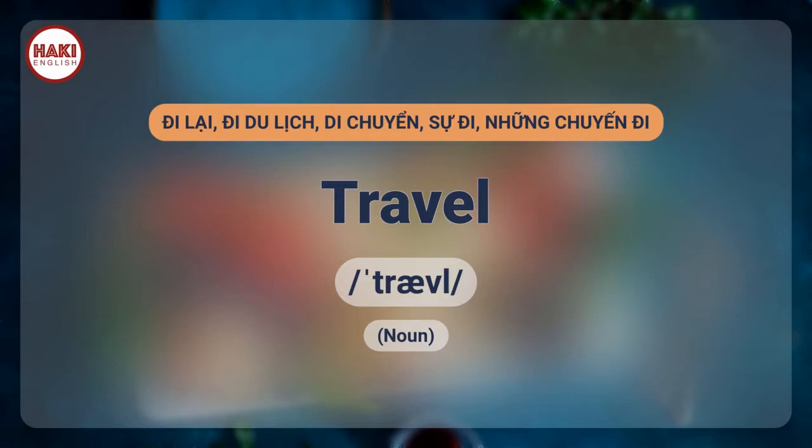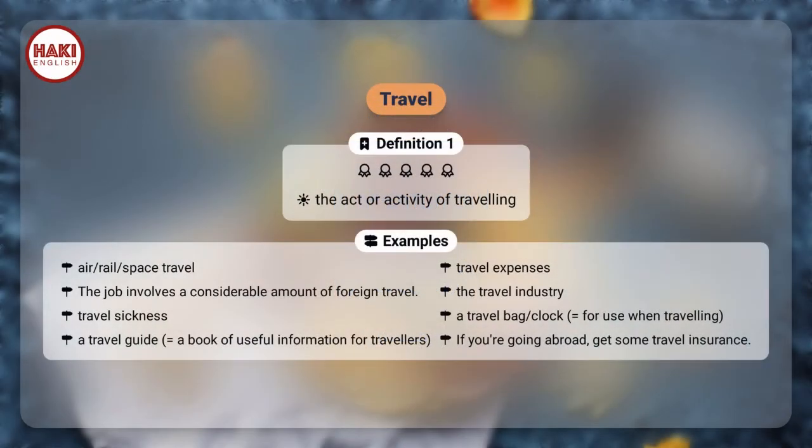Travel. Definition 1. The act or activity of traveling.